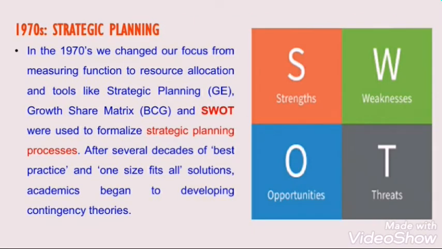1970s. Strategic planning. In the 1970s, we changed our focus from measuring function to resource allocation, and tools like strategic planning, the growth share matrix, and SWOT were used to formalize the strategic planning process. After several decades of best practice and one-size-fits-all solutions, academics began developing contingency theories.